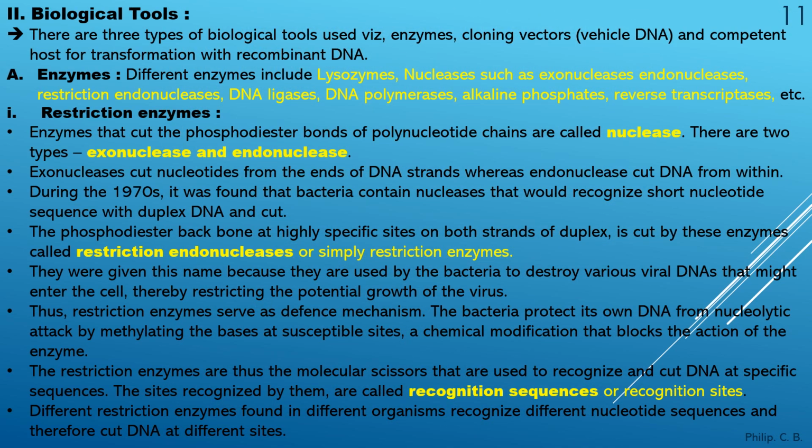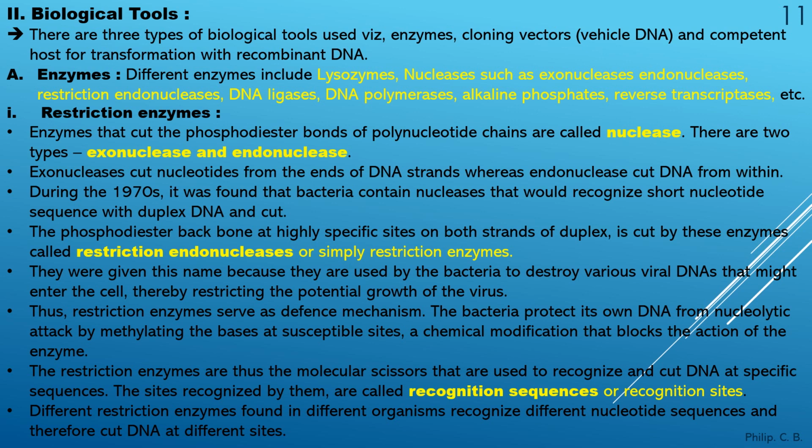Now, biological tools. What are the tools required for it? Just as I told you in the beginning, or we saw in the slide, tools or accessories like scissors, gum, all these are required. So here also we have biological scissors and biological gum for carrying out all the process. So what are those? There are 3 types of biological tools used: enzymes, cloning vector, that is vehicle DNA, and competent host for transforming with recombinant DNA. As we just learned, vehicle DNA like plasmids.